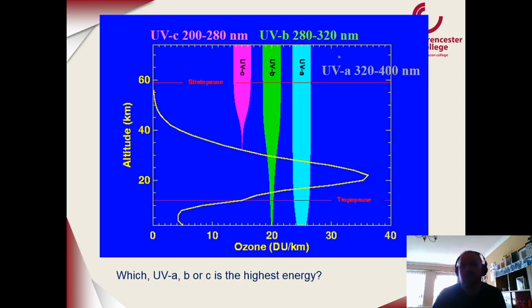So if we look at UVA, 320 to 400 nanometers, as I said, 400 nanometers is just out of the violet, so it's considered ultraviolet, but it's sometimes visible.